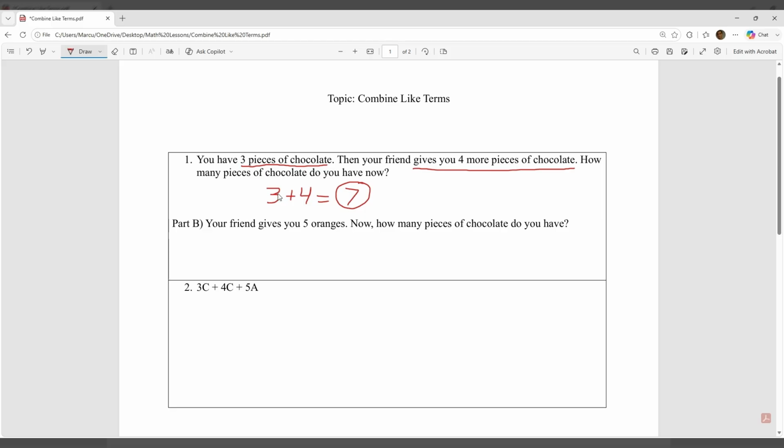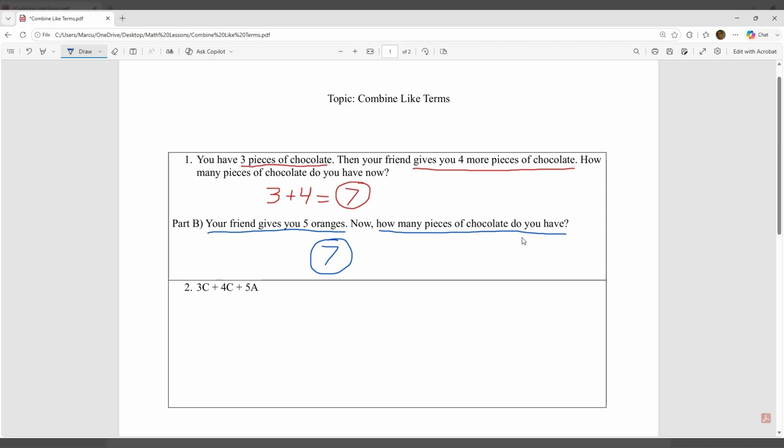Part B, given that you have those seven pieces of chocolate, your friend gives you five oranges. So now, how many pieces of chocolate do you have? Keep in mind that your friend did not give you chocolate this time, right? So your friend gave you oranges. So for that reason, we cannot add the 5, right? So we still keep the 7 because the question is asking us how many pieces of chocolate you still have, which again is 7 because we cannot add oranges.